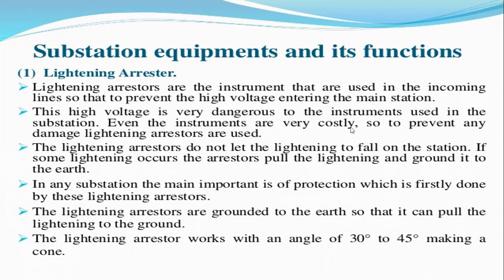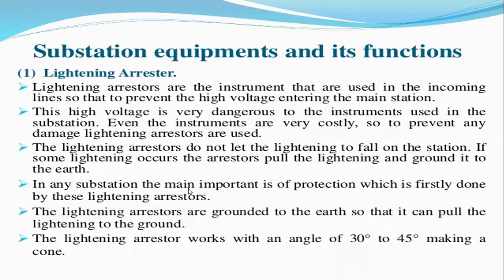Even the instruments are very costly. That's why we are using the lightning arresters. So to prevent any damage, lightning arresters are used. The lightning arrester does not let the lightning fall on the station. If some lightning occurs, the arrester pulls the lightning and grounds it to the earth.